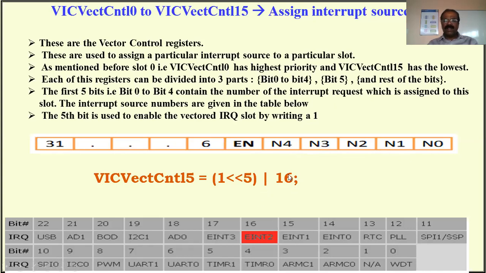Suppose here, instead of 16, if you write 4, then we are using timer 0 interrupt. If you write 6, UART 0 interrupt. If you write 7, UART 1 interrupt. Therefore, depending upon your requirement, you can write the appropriate number. But this bit is constant because you have to enable the interrupt system. If you want to use external interrupt 0, then you have to write 14. If you want to use external interrupt 3, you have to write 17. But in this case, we are using external interrupt 2. Therefore, we have to write 16.